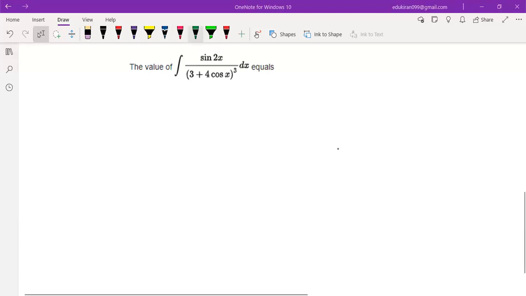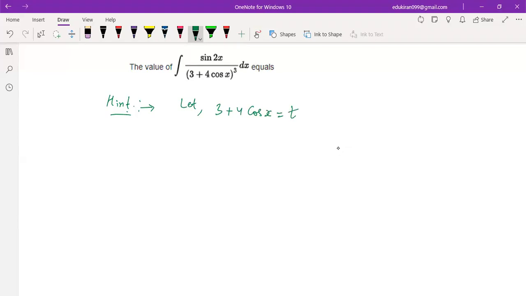So here what you will do, can you tell how will you approach it? Let 3 plus 4 cos x be equal to t. And then from here, one thing is that you will get cos x as t minus 3 upon 4. And also the derivative will be minus 4 sin x dx, which will be equal to dt, the derivative of this.